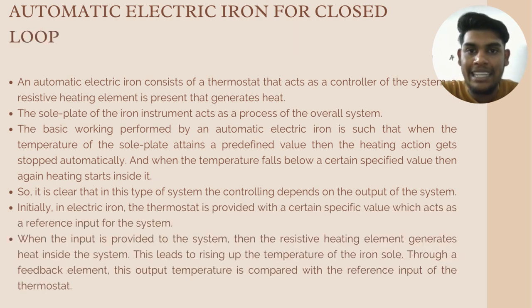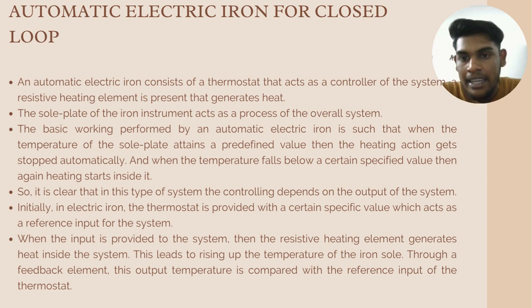So this is the automatic electric iron as a closed loop. An automatic electric iron consists of a thermostat that acts as the controller of the system. A resistive heating element is present that generates heat. The sole plate of the iron acts as the process of the overall system. The basic working of an automatic electric iron is such that when the temperature of the sole plate attains a predefined value, the heating action gets stopped automatically. And when the temperature falls below a certain specified value, heating starts again inside it.